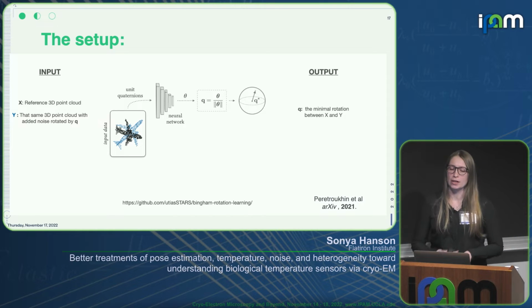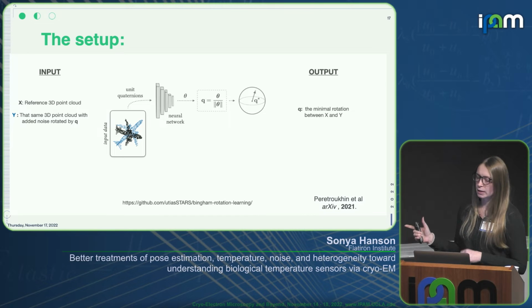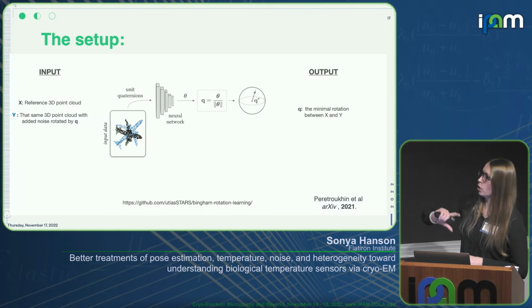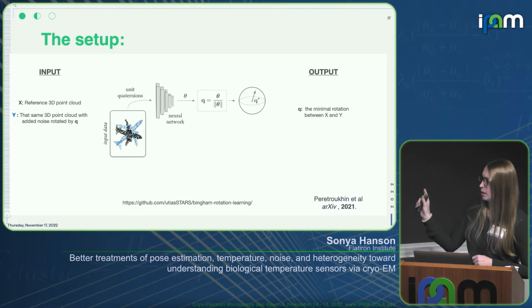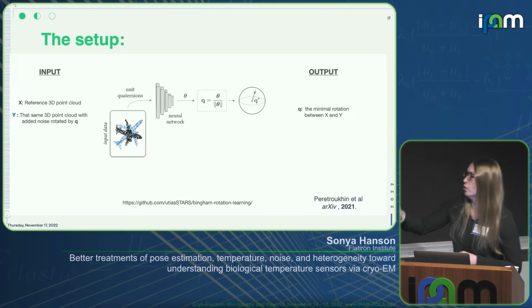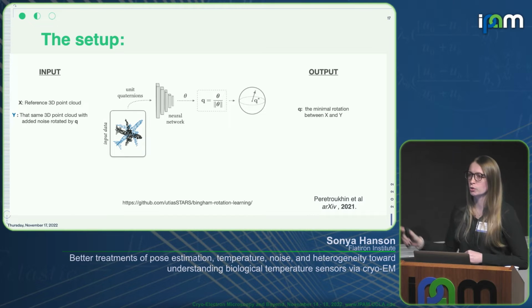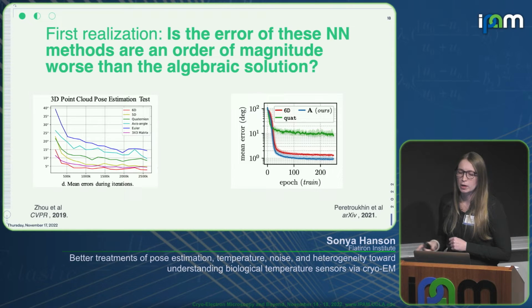Just to give a more concrete explanation of their setup, it's very simple. As I mentioned at the beginning, you have a reference 3D point cloud, and then you have a rotated version of that point cloud with added noise. Here the blue plane is that rotated version. Then what you want to do is learn the quaternion that's the minimal rotation between those two 3D point clouds. And these are the results that these two papers showed.